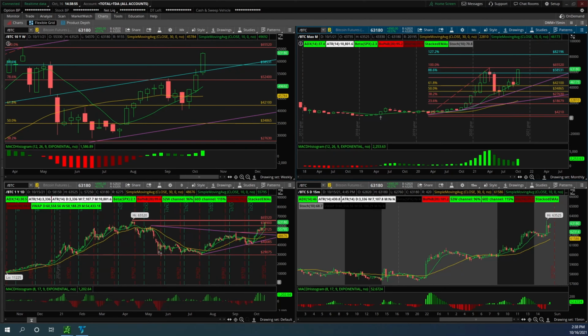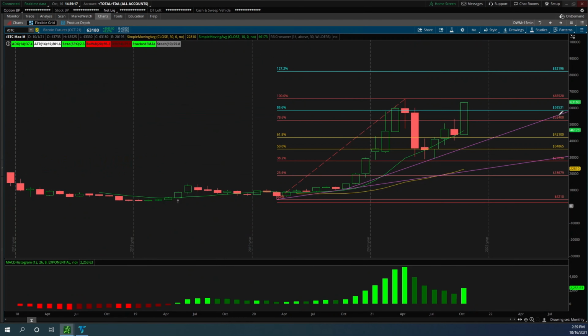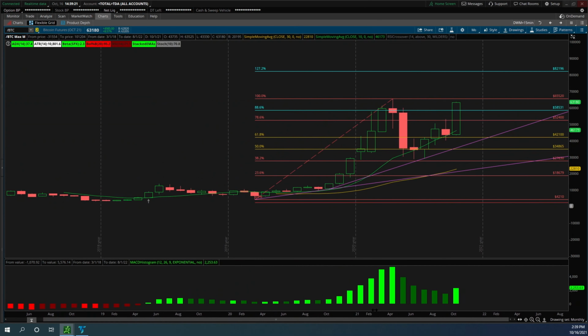Okay, so let's review the price action for Bitcoin. So we do have here the monthly chart, then we have the weekly chart right here, and then we have daily and the 15 minutes. So let's analyze this in the higher time frame first. Let me maximize this cell right here and open it a little bit.